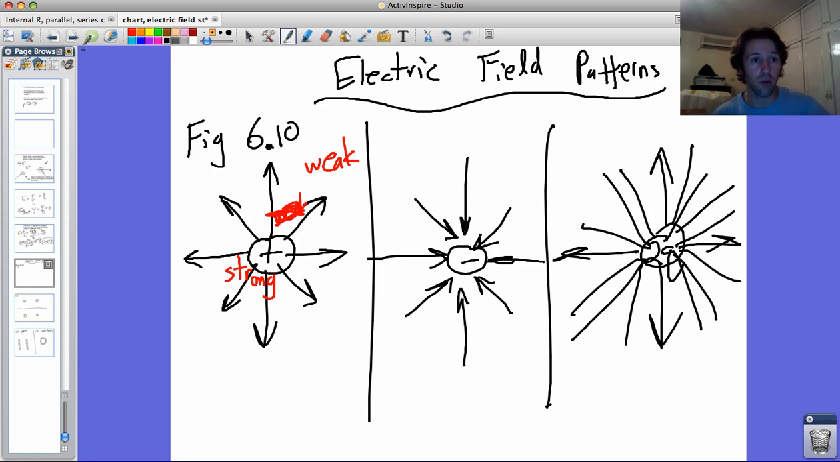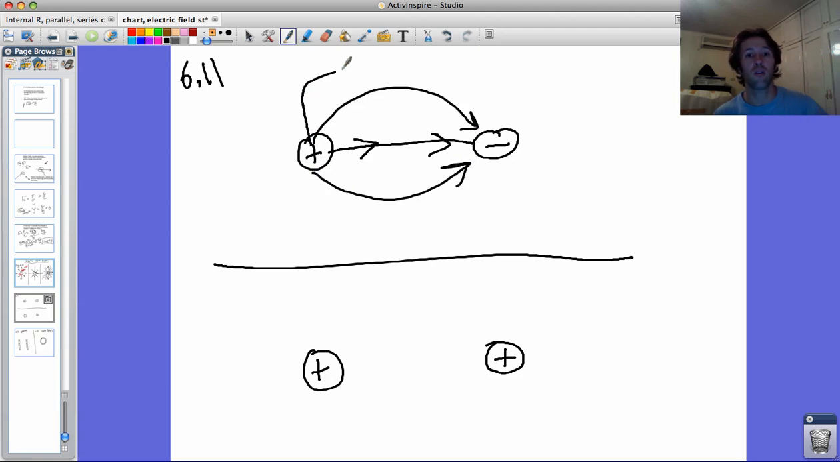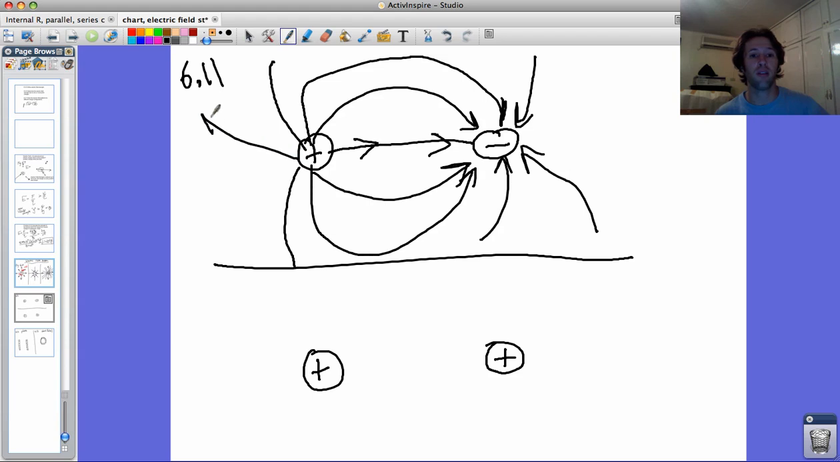If we look at something more complex, let's say we've got two charges near each other. This might be called a dipole. Then the field lines will come out of the positive and into the negative. They'll go up and they'll bend around. And this might bend off the screen and come back in. Something else comes back in.